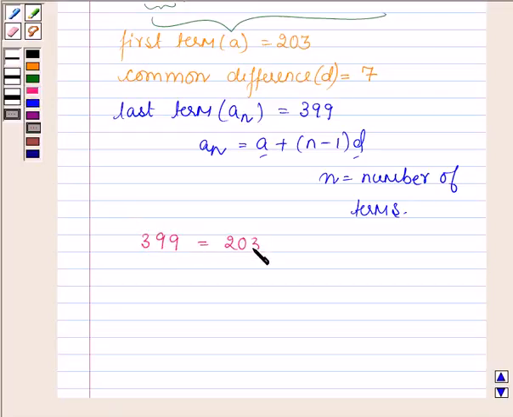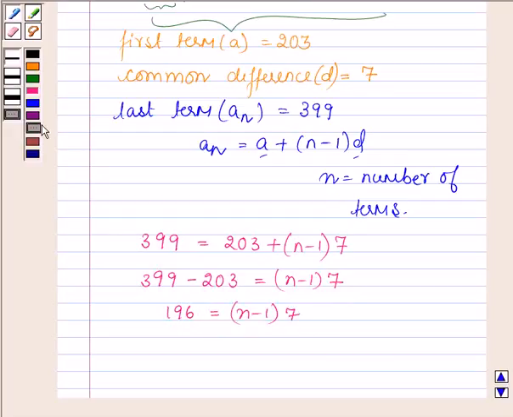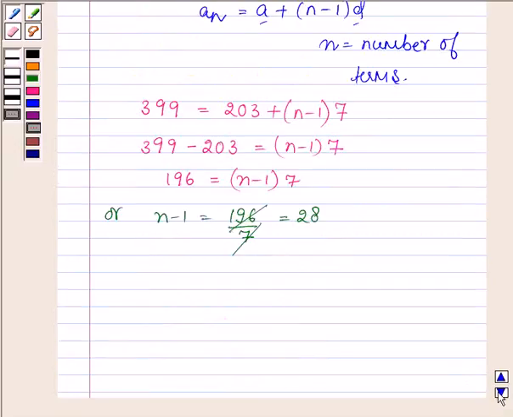Now AN, 399, is equal to 203 plus N minus 1 into D, which is 7. So this further gives 399 minus 203 is equal to N minus 1 into 7. Now on subtracting 203 from 399, we get 196, which is equal to N minus 1 into 7. Or we can say that N minus 1 is equal to 196 upon 7, which is equal to 28. Or N is equal to 28 plus 1, which is equal to 29.